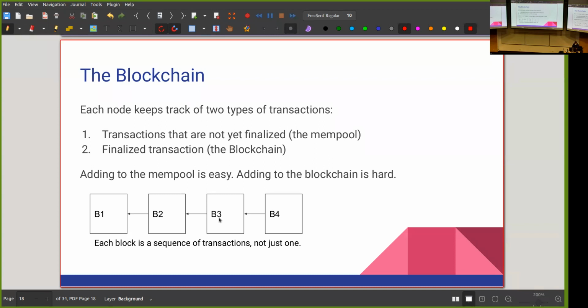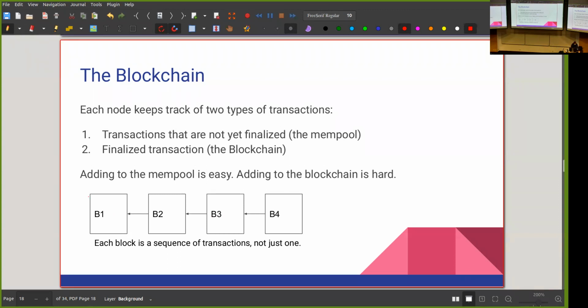So first of all, what's our blockchain? Our blockchain is not really a sequence of transactions. Instead, it's going to be a sequence of blocks. And each block is itself a bunch of transactions. Now, why are we doing this? Because we want to have blocks that have almost the same size. So maybe I want each one of my blocks to be 1 megabyte.